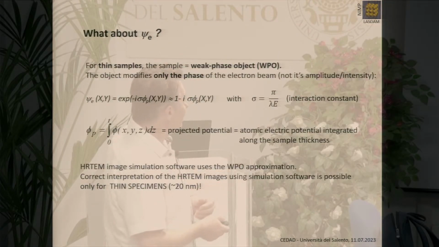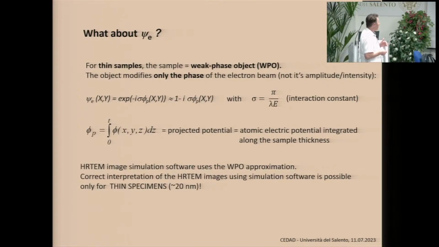What about the exit wave, the electron wave at the exit phase of the sample? Let me remind you that we are talking about thin samples. Thin samples are considered samples that act only on the phase of the electron beam, not on its amplitude or its intensity. So these objects are known as weak phase objects, and in this case the exit wave can be approximated with this formula, where phi represents the projected potential, which means the atomic electric potential integrated along the sample thickness, along Z, from 0 to the sample thickness.